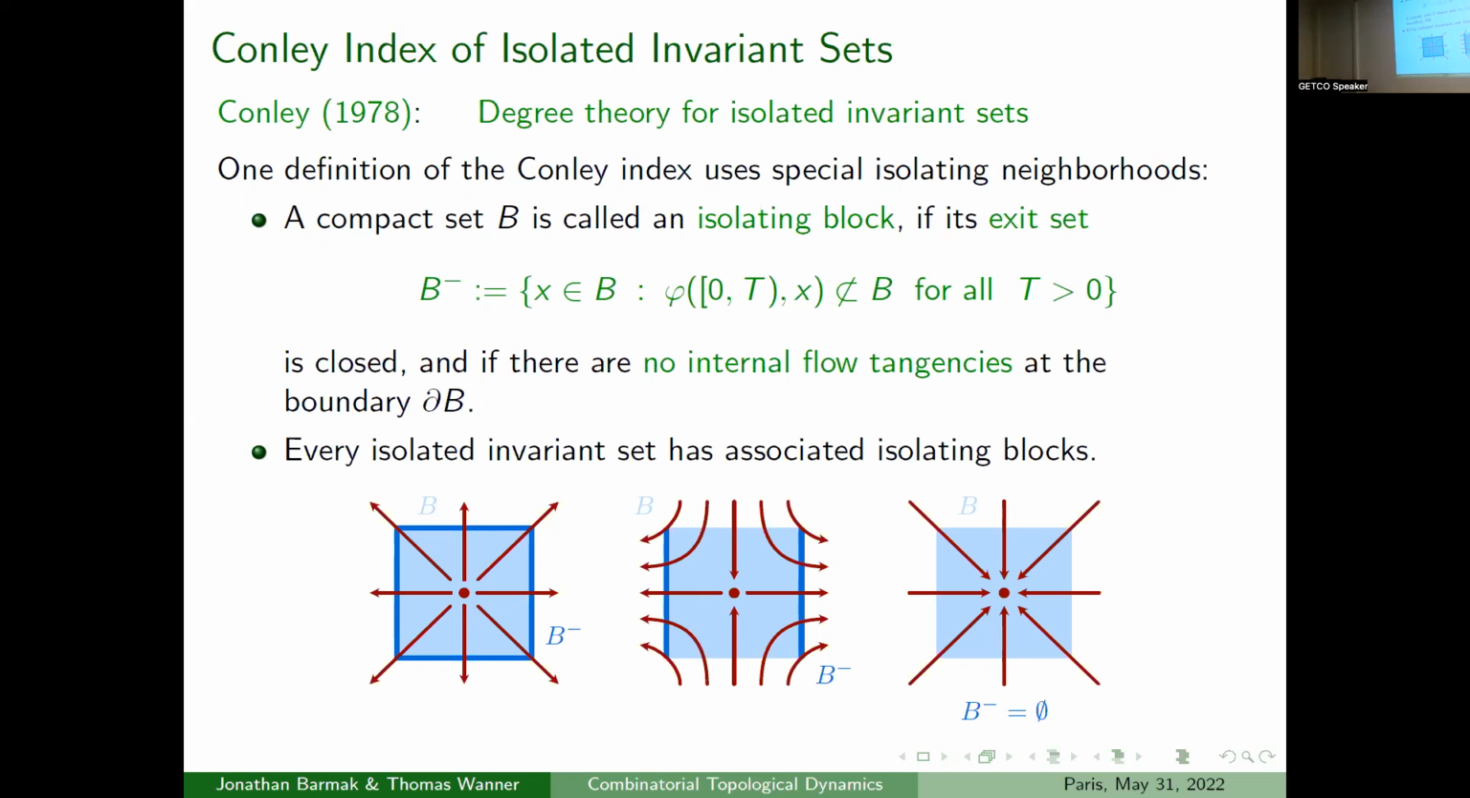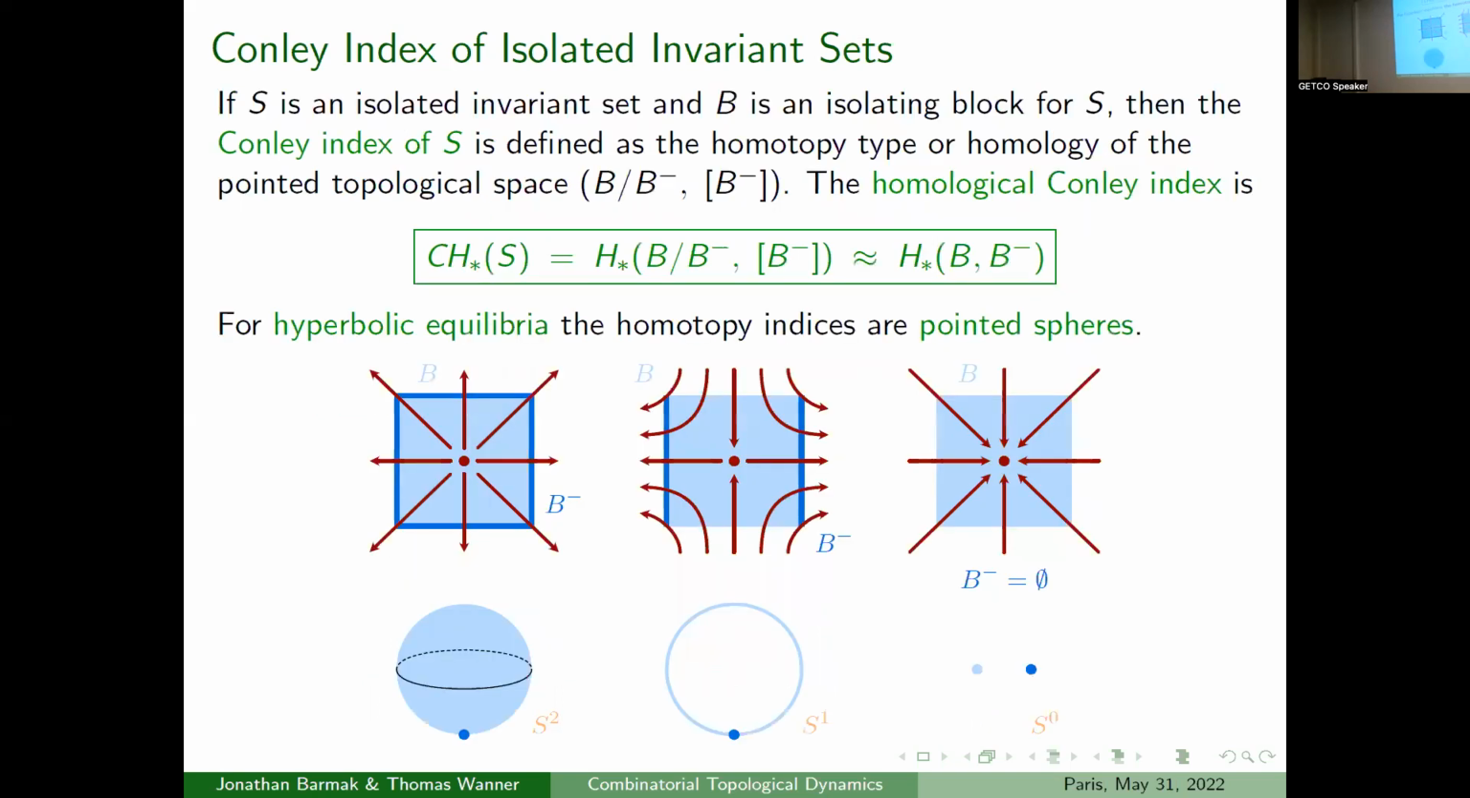And if you have these isolating blocks, you can now define what's called the Conley index. The Conley index is basically the homotopy type of a quotient space. What you do is you take an isolating block, you identify the exit set to a point, make this a distinguished point in this pointed space, and the Conley index is really just the homotopy type of that pointed space. For computational purposes, we often think about it as the homological Conley index, where you pass to homology. And if your set is nice enough, then you get this isomorphism. And it's really just the relative homology of B mod the exit set.